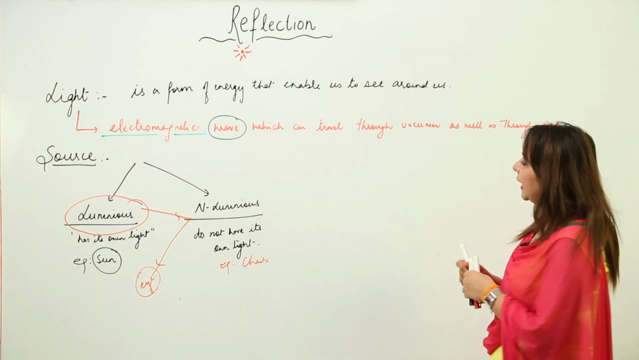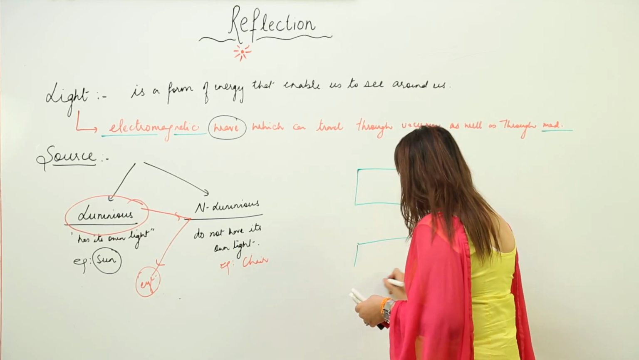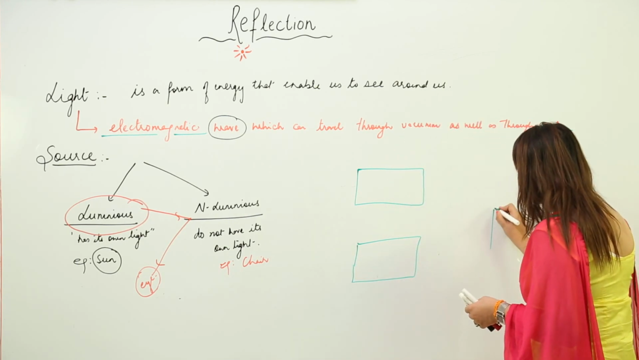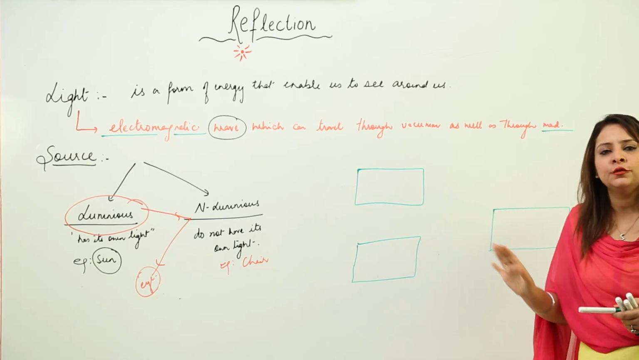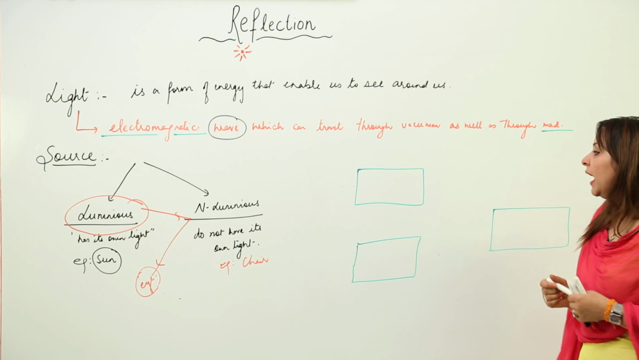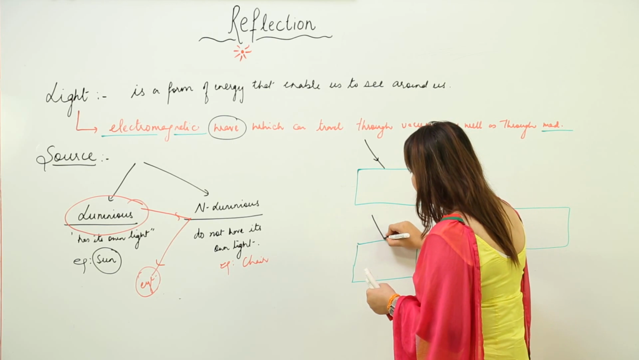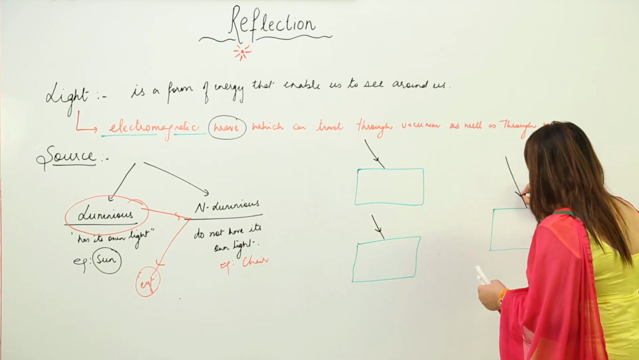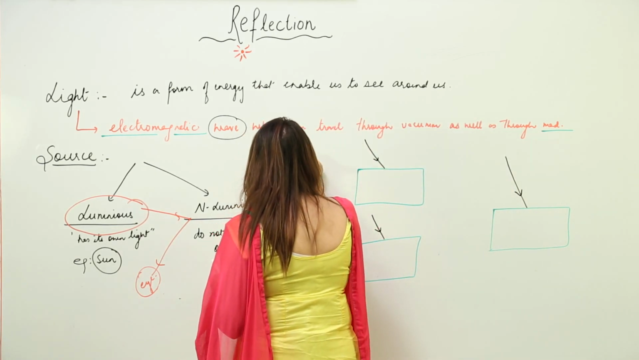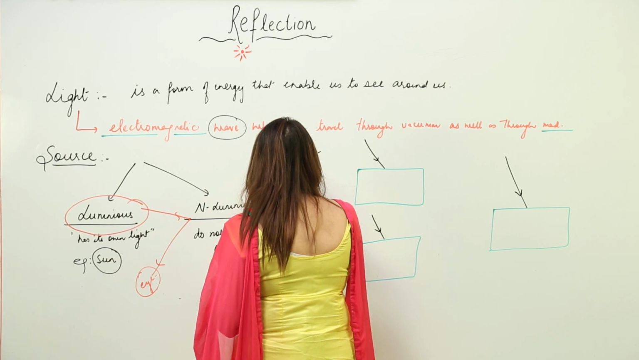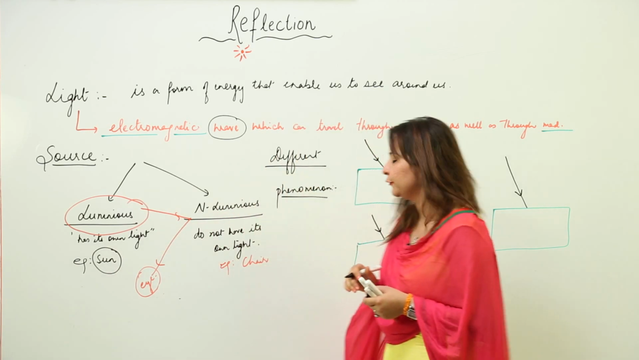Now suppose I have this surface, let me make three surfaces. We will see what kind of phenomena light can show when it falls on any surface. Suppose these are my surfaces, the same surfaces, with nothing different in them, and on all of them light is falling. Now we see different phenomena occurring when light falls on any surface.